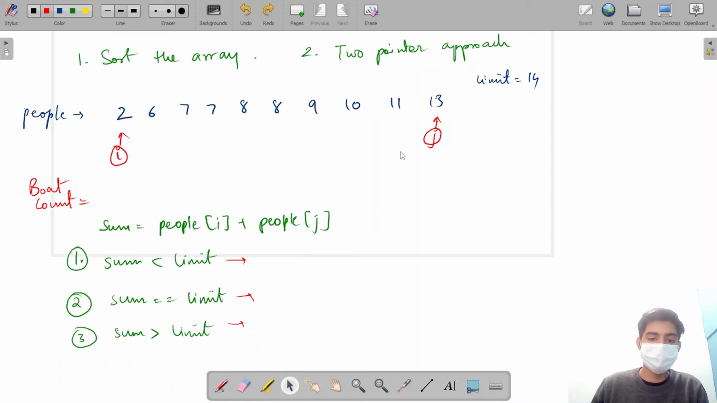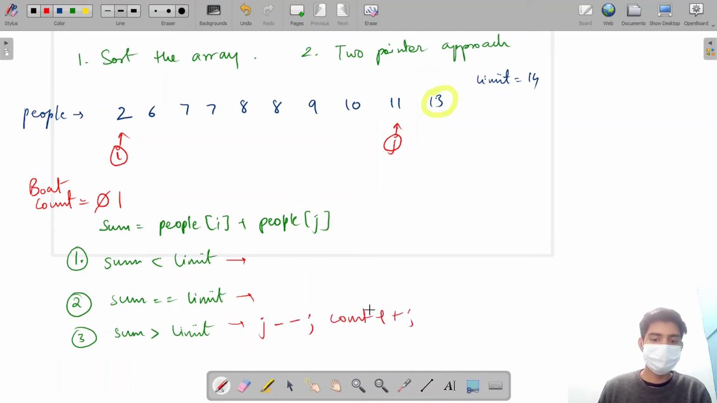So I can simply say that if my sum is greater than my limit, then I'm going to reduce my j and I'm going to increment my boat count. So if my boat count was 0, I'll increment it by 1, because this element is now going to go alone. Okay, so if my sum is greater than my limit, I'll decrement my j and I'll increment my count. It means that the heaviest person, which is at the last position, is going to go alone. It cannot pair up with someone else.